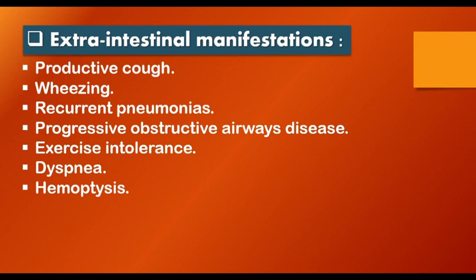system. Productive cough, because of the thick viscid mucus found in the lumen of the bronchioles and bronchi and the airway passages, and this will lead to narrowing of them, so it presents with wheezing. And of course, bulky layers of thick mucus stagnating in the airways will lead to recurrent pneumonia because of bacterial overgrowth, and will lead to progressive obstructive airway disease. And these problems with time will lead to exercise intolerance, or what we call exertional dyspnea, and it may lead to hemoptysis if it leads to injury or irritation of the airways.